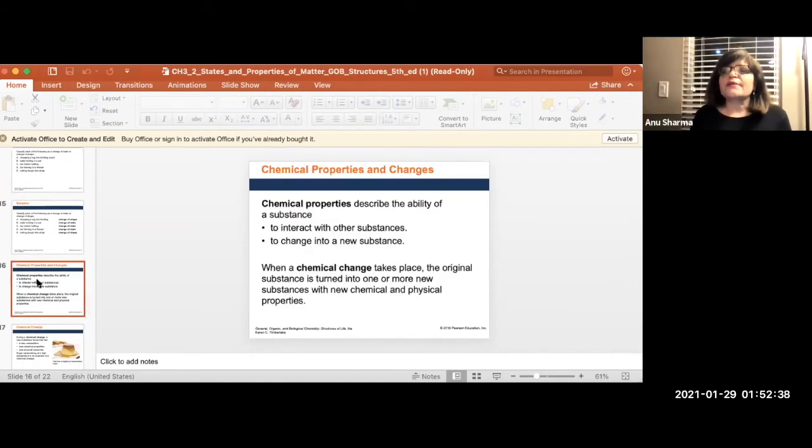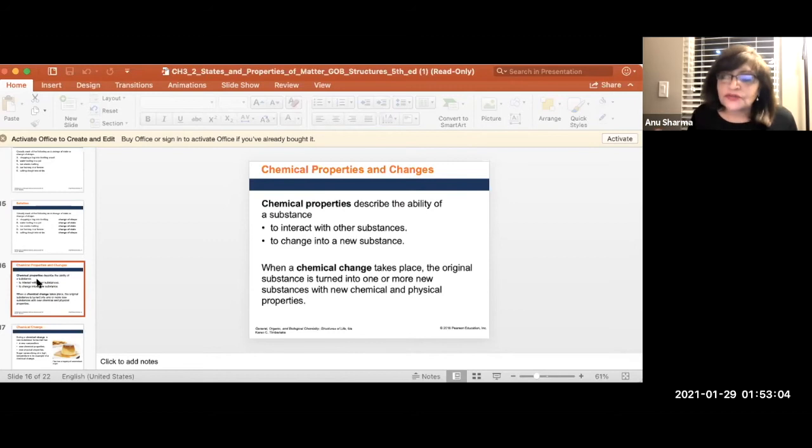Now let's look at the chemical properties. Chemical properties of a substance are the ability of the substance to form a new substance. So when substances react, what kind of new substance are they going to produce? Are they even going to produce the desired substance or something else? Or are they going to produce heat?